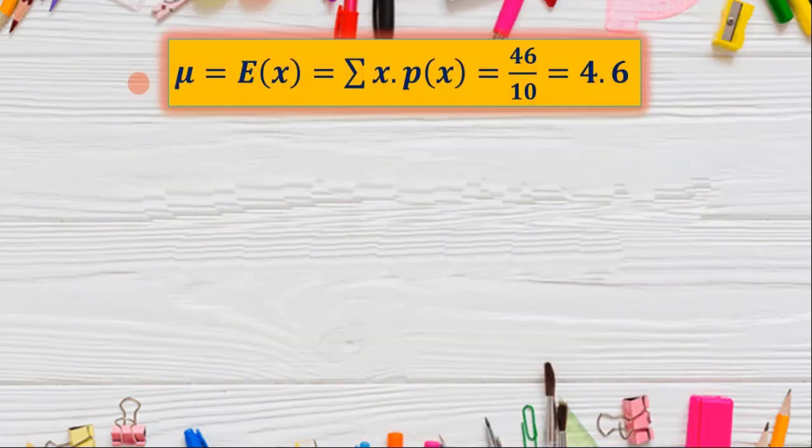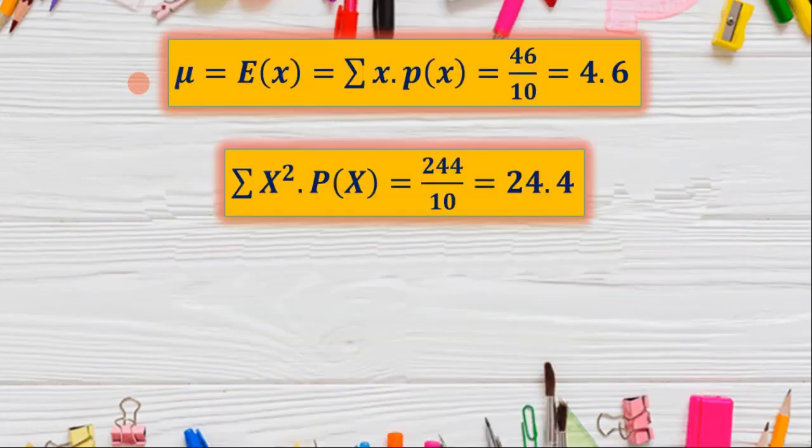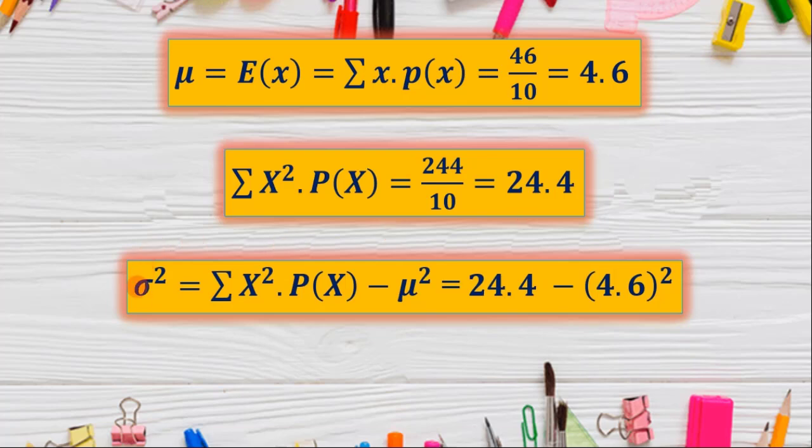Next, let's have the summary of the values that we had already solved. We have mu, or the E of x, is 4.6. Then the summation of x squared times P of x, that's 24.4. And using the formula given in the module for the variance, it says sigma squared equals summation of x squared times P of x minus mu squared. So we have 24.4 minus 4.6 quantity squared.